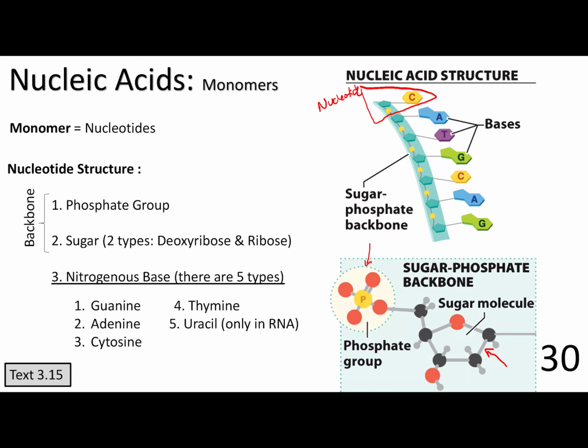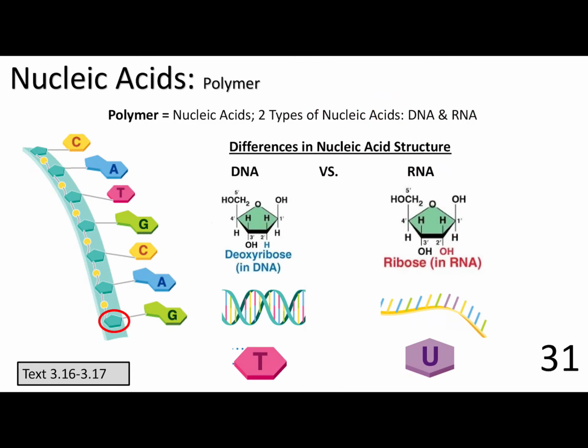And if we look at the larger structure as a whole, we can see that the phosphate group and the sugar sort of make up the backbone of the polymer. And then the nitrogenous bases extend from that backbone. And the entire polymer is just a compilation of many of these nucleotides bonded to one another. There are 2 types of polymers, so 2 major types of nucleic acids. That is DNA and RNA.